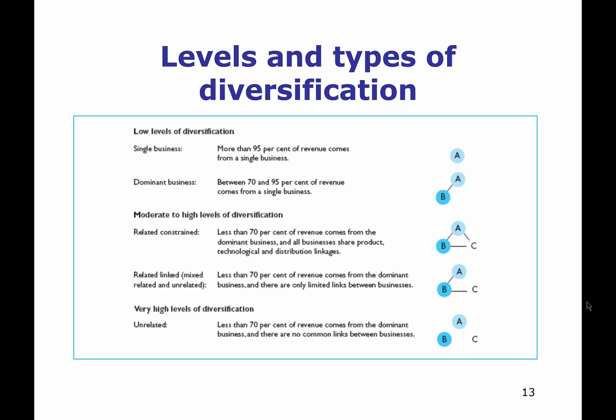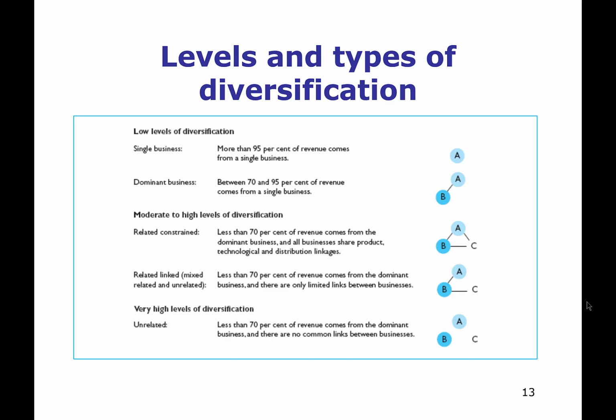And finally, an unrelated diversified company used to be called a conglomerate. These are firms which have multiple businesses that may not have any common links. Wesfarmers used to be an unrelated diversified company. It's probably a related linked company now because it has these groups of businesses, mining, its retail business, that fit within this broader linked business.